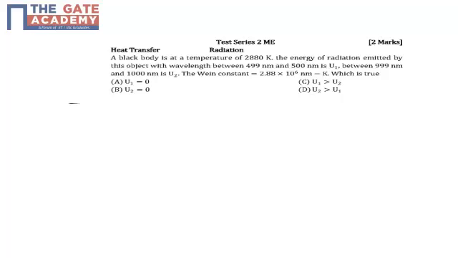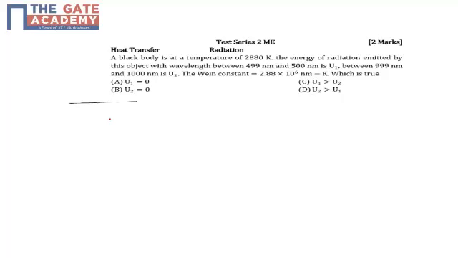Let's discuss a question from radiation, heat transfer radiation. So it's a question on black body. A black body is at a temperature of 2880 Kelvin. The energy of radiation emitted by the object in a certain wavelength range is U1, and in another range it is U2. So you are asked about U1 and U2: in which of the wavelength ranges it emits more radiation, and the Wien's constant is given.